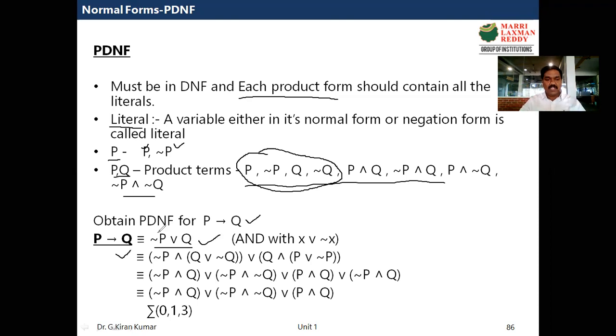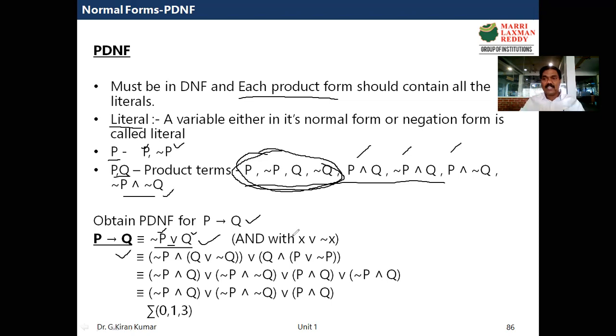So this is one elementary product, this is one elementary product, and they are separated with OR. So it is in DNF, but it is not in PDNF. Why? In PDNF, each elementary product should contain all the literals. We already told you these are not allowed. Only these four are allowed if there are two propositions. So therefore, what should I do?